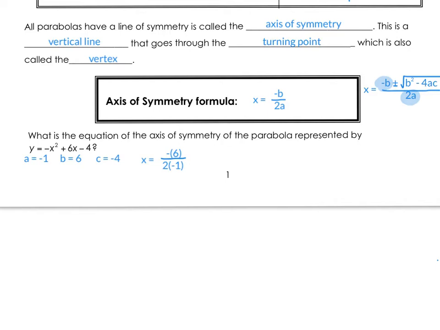Your answer should match mine. So this becomes -6 divided by -2, and then that equals 3. Now I'm going to rewrite it as x equals 3, and the reason for that is because then I know this is actually a line. So the axis of symmetry, remember, is a vertical line that goes through the turning point. So this is the equation of the line, the axis of symmetry. X equals 3. So that's my answer.